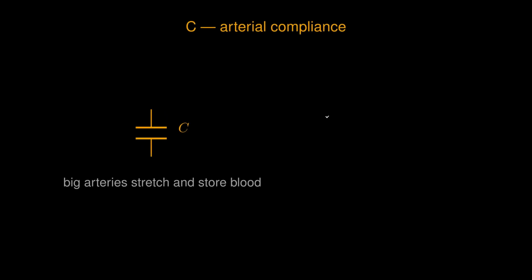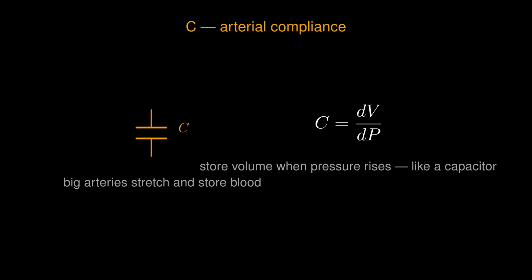Second element, compliance. The big elastic arteries, the aorta especially, balloon out when pressure rises, storing some of the blood, then squeeze it back out as pressure falls. Compliance measures that, how much volume the vessel takes in per unit rise in pressure. Storing charge when voltage rises is exactly what a capacitor does. So, the elastic arteries are a capacitor.